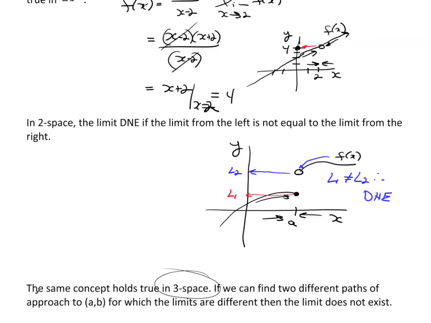And it's the exact same idea in 3 space. So if I can find 2 different paths, now remember there's an infinite number of possibilities, but if I can find 2 paths of approach to a for which the limits are different, then again the limit doesn't exist, just like here. The only difference is that in 2 space there's only 2 paths I can take.